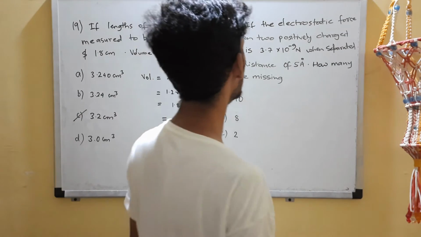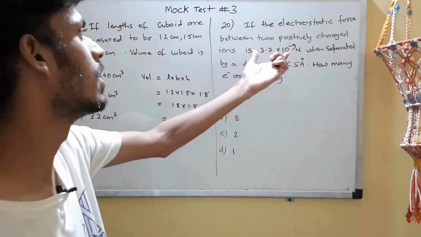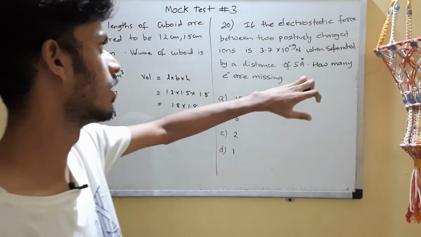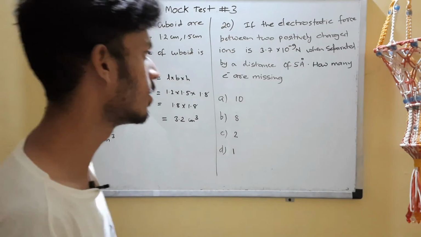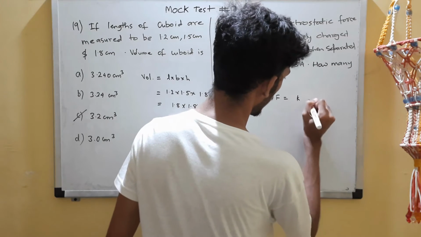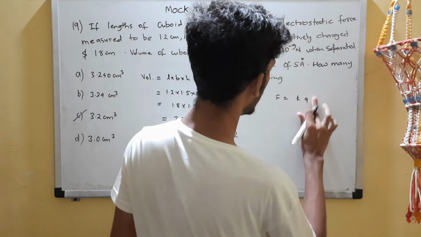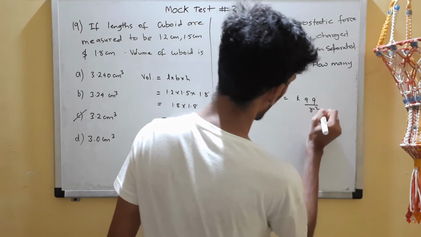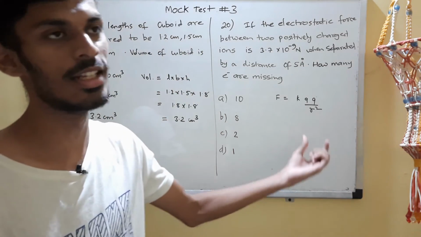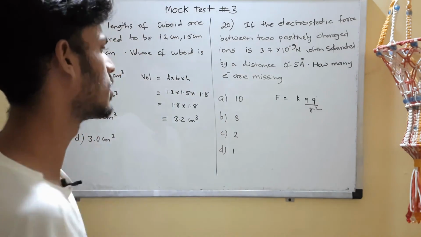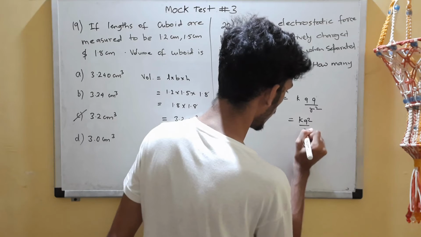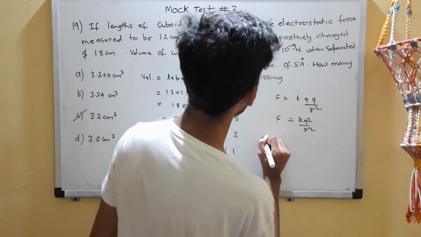Now let's come to this one. We are given that the electrostatic force between two positively charged particles is this. Then you are supposed to tell how many electrons are missing. Basically, you'll use Coulomb's law. First of all, you'll write F is equal to K Q1 Q2 by R square. Here the charge is identical, so QQ by R square. They are separated by this distance. The force is given. Finally we'll put this Q equals N. I'm not substituting here, it will make it too complicated. So here we have K Q square by R square, and here we have F. Now let's substitute the values.